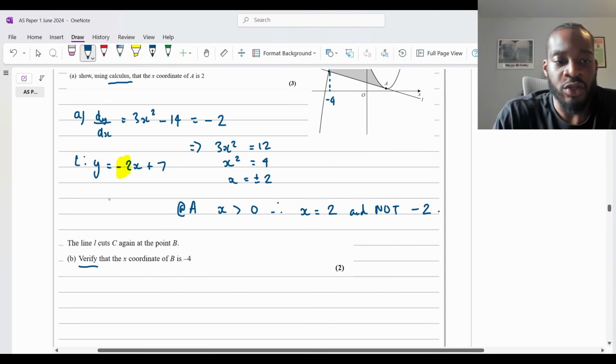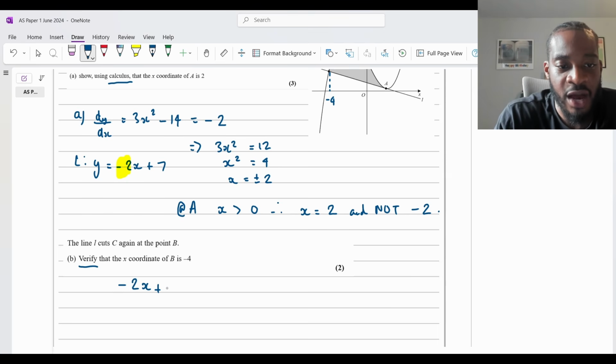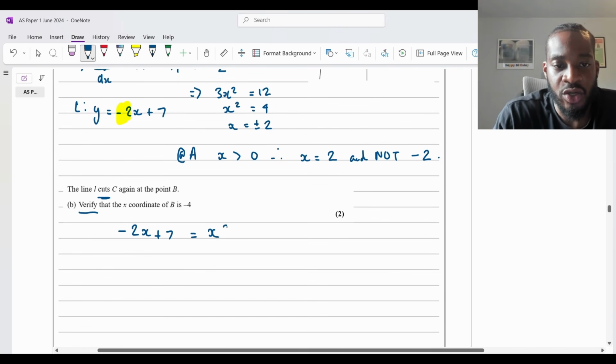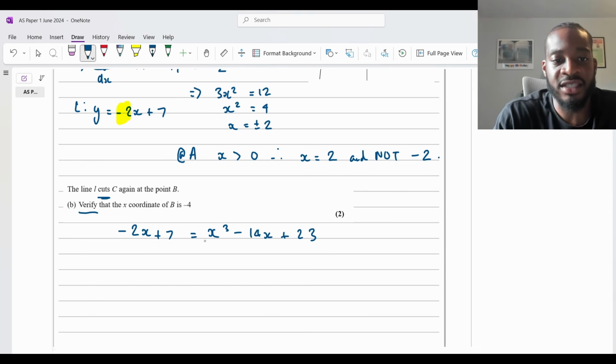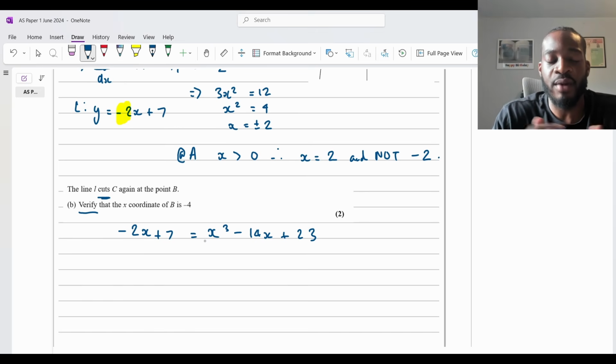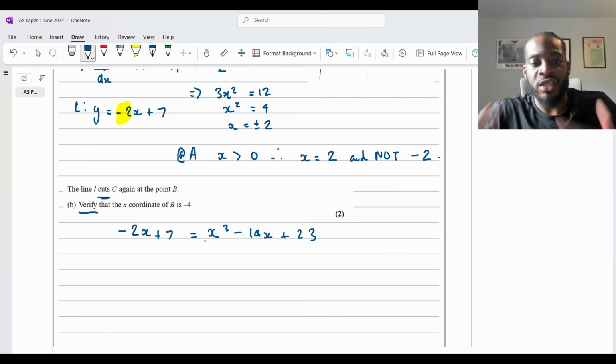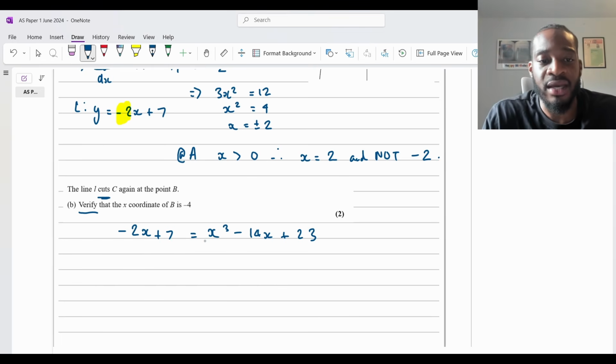We just substitute. So the line L, we know, is minus 2x plus 7. Now, if it cuts, then that's another word for intersection. So we're going to equate it. And the curve C was x cubed minus 14x plus 23. If they cut, then this must be the equation for it. We just equate both of them, the line and the curve. Now, all we're going to do is substitute minus 4 into the left-hand side and the right-hand side. Once we do that, if they do cut at that point, then they should be the same. We should get the same thing for the left and the right.